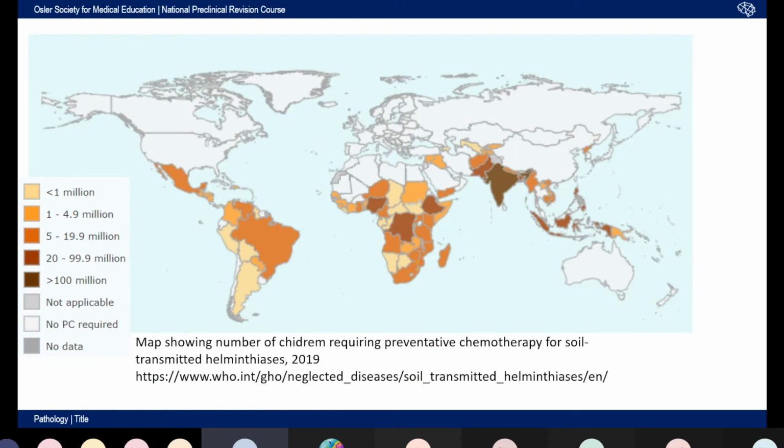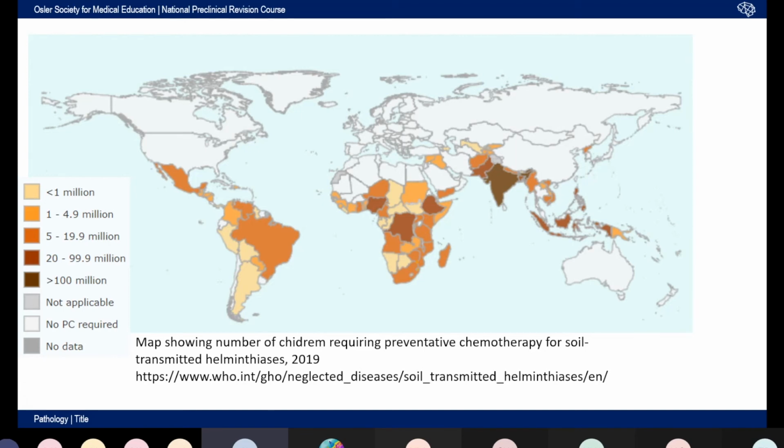And this map just shows where helminths are found worldwide. This shows children who require preventative chemotherapy to stop them getting infected, but you can see that it's mainly areas with warm and moist climates where sanitation and hygiene are poor where these infections occur. They're considered neglected tropical diseases, so they inflict a lot of disability and suffering that can be controlled or eliminated quite easily.